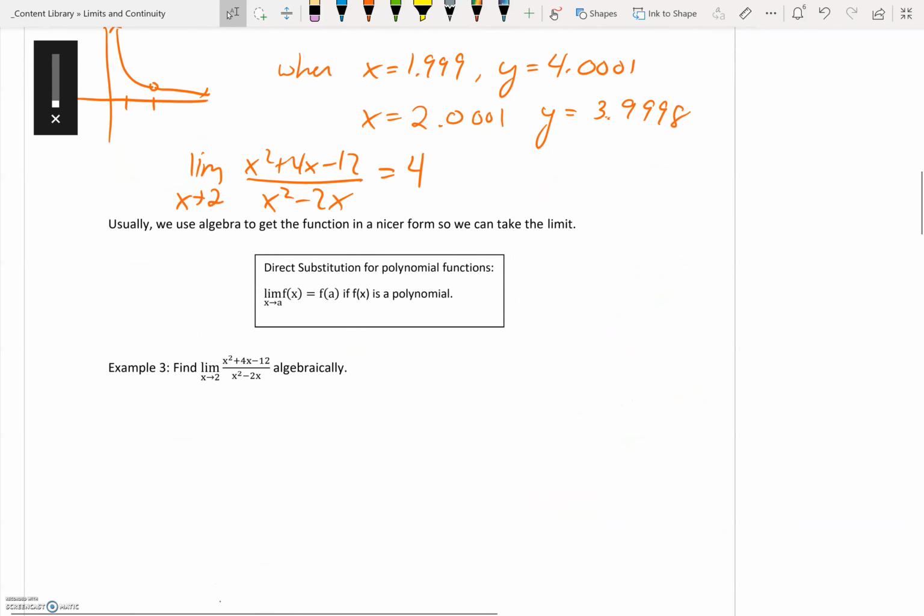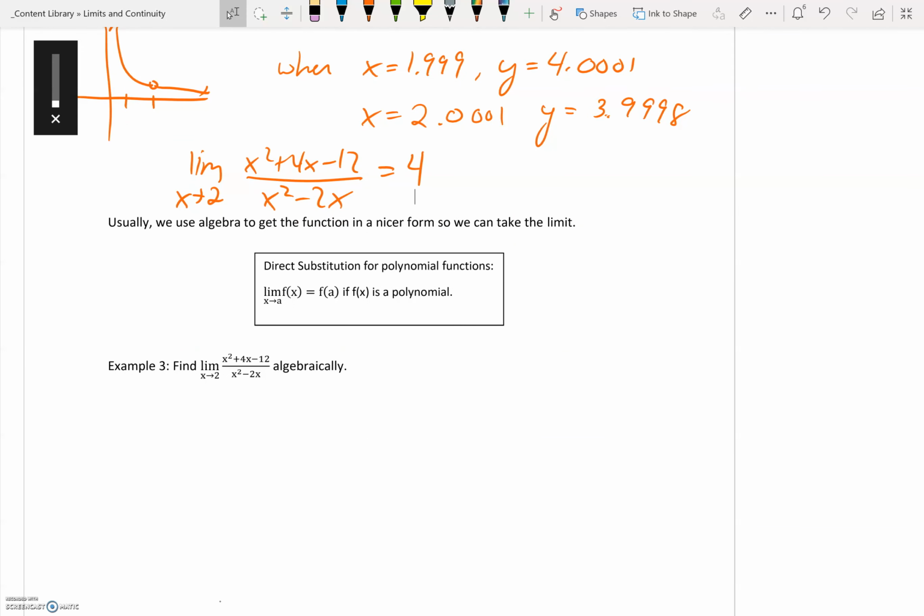We can also do this algebraically as well. So this is the direct substitution method for polynomial functions. You just plug that value into your f of x, and then that'll be your limit. But if you look at this question here, which is the same as what we just did, doing this algebraically, if I plugged in a 2 in here, I'm going to get 0 in the denominator. We can't have that. So we had to manipulate this function a little bit first before we can plug it in. I'm going to factor the top and bottom.